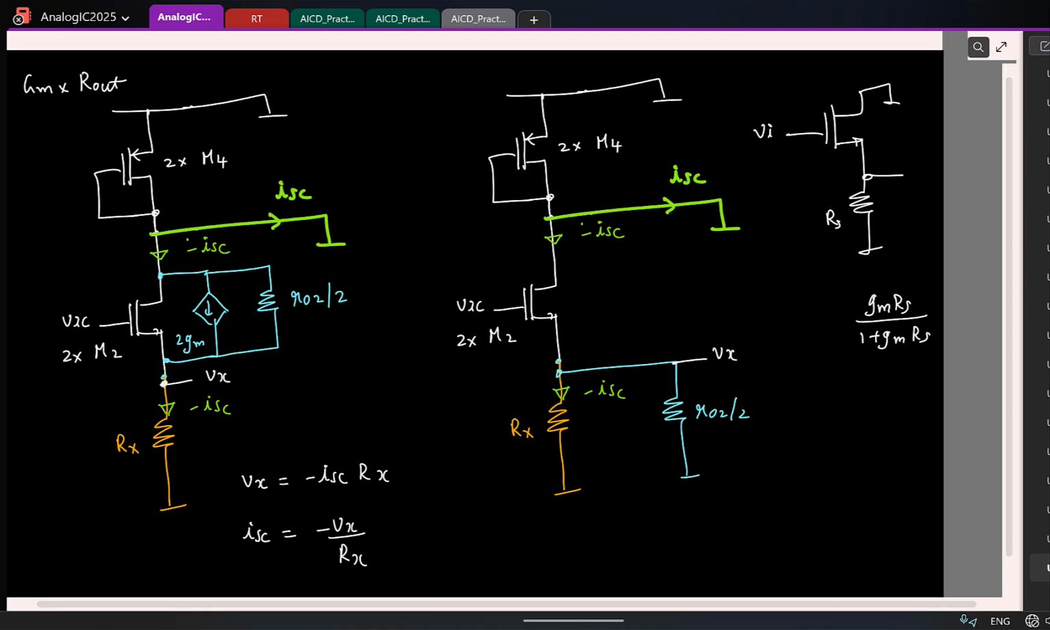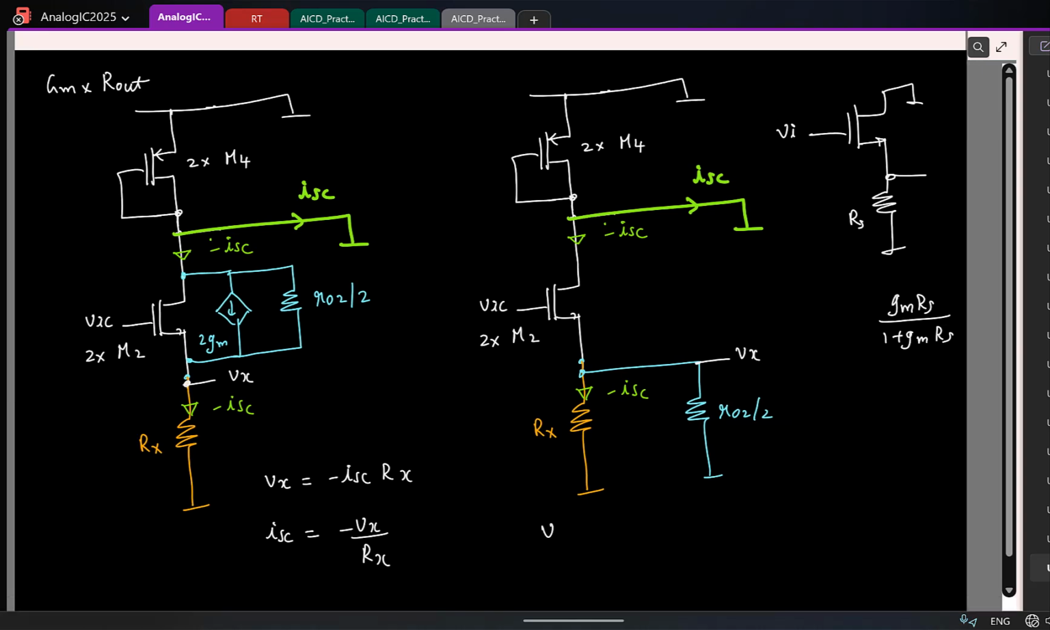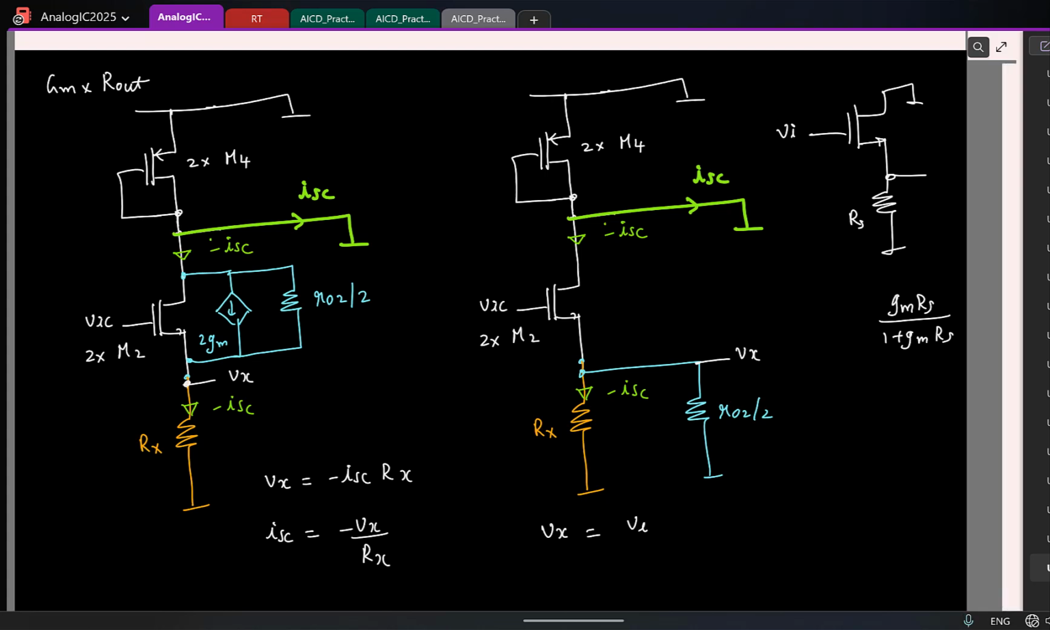So now we can directly write what is Vx. So what is Vx now? Yeah, VIC times... Remember I have 2 times Gm here, correct? So it is Gm times the resistance at the bottom by 1 plus that same factor. So this will be 2 times Gm2 times what is the effective resistance? Rx parallel R02 by 2, by 1 plus same thing. Okay.